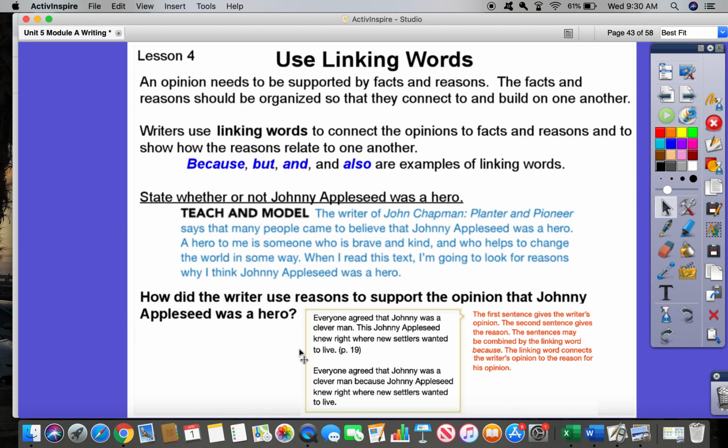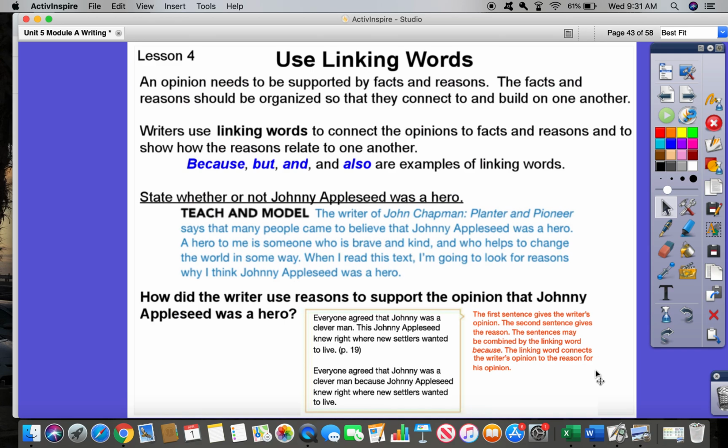If I go back to page 19, I could read, everyone agreed that Johnny was a clever man. This Johnny Appleseed knew right where new settlers wanted to live. Everyone agreed that Johnny was a clever man because Johnny Appleseed knew right where new settlers wanted to live. Okay? So it's kind of the same example. The first sentence gives the writer's opinion. The second sentence gives the reason.